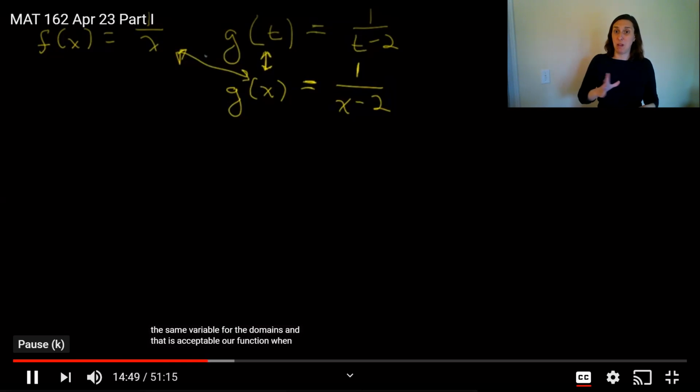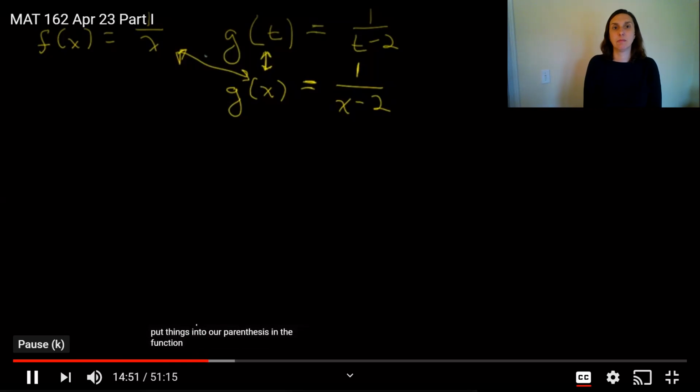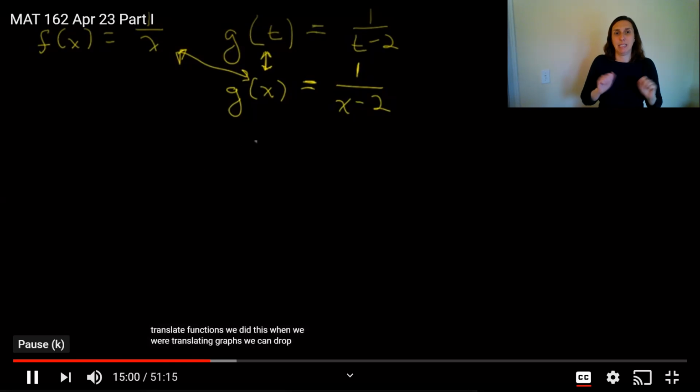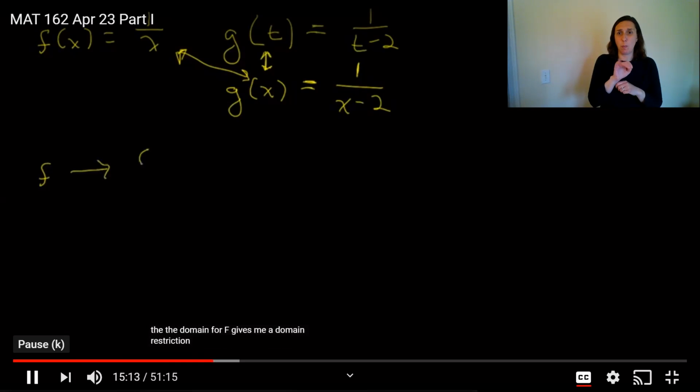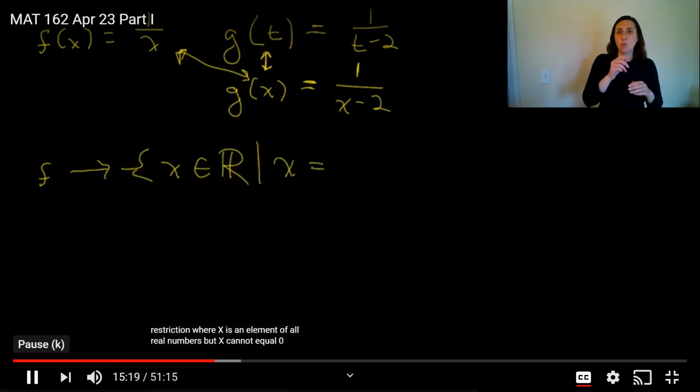Right? Our function, when we put things into our parentheses in a function, it doesn't have to be a number. It can be another variable. We can translate functions. We did this when we were translating graphs. We can drop in an x plus 2 or an x minus 2 to shift things around. But notice these functions, the domain for f gives me a domain restriction where x is an element of all real numbers, but x cannot equal 0.